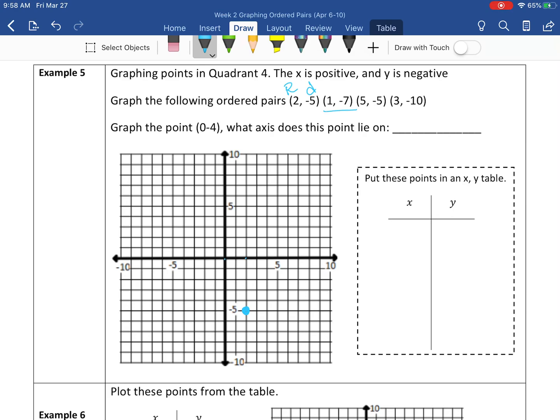Then we have the point 1, -7. So I start back at the origin and I go to the right 1 square and then I go down 7 squares. It'd be a good idea to pause and see if you can graph those last two.